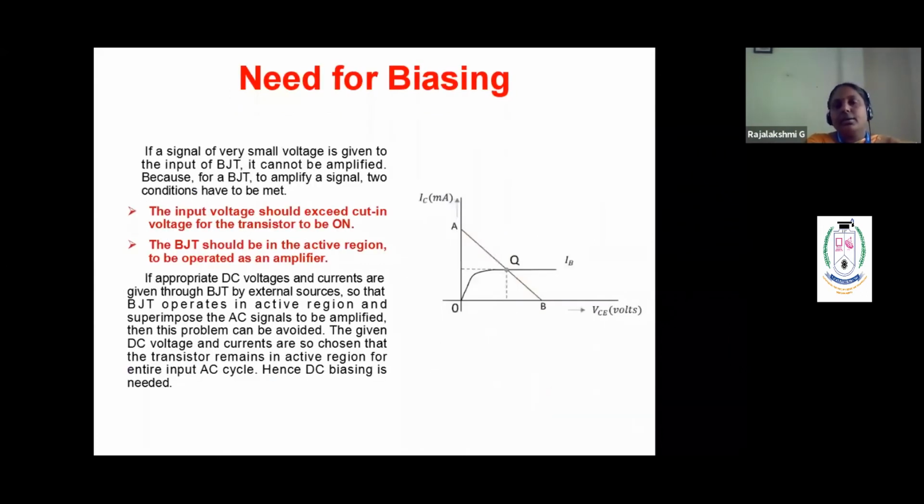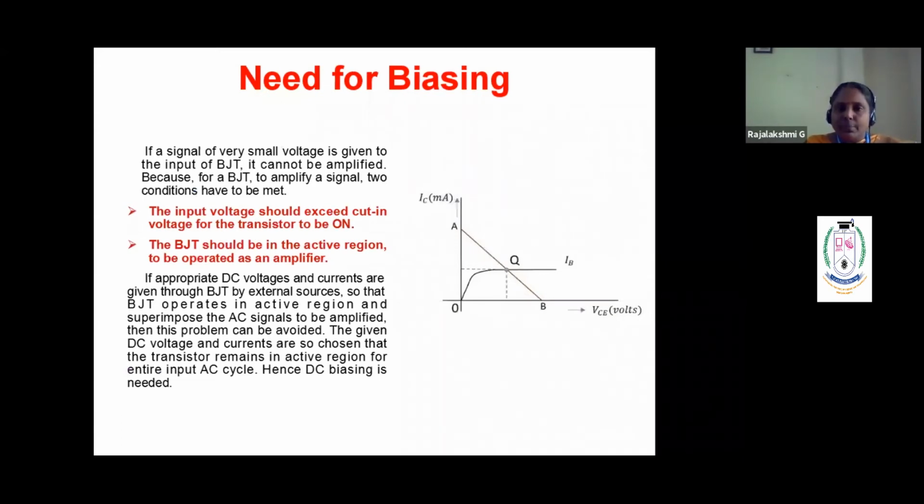Next is, I was talking about forward biasing, reverse biasing. Actually speaking, when you want to amplify a signal, you are going to give the AC signal. You have the signal with you, but why do you bias it? How do you bias it? By giving the DC supply. So what is the necessity for biasing?